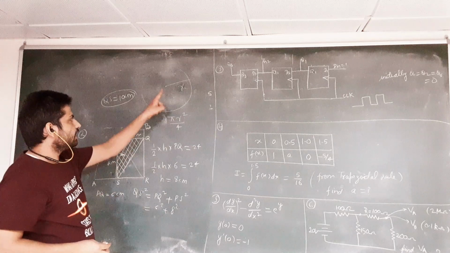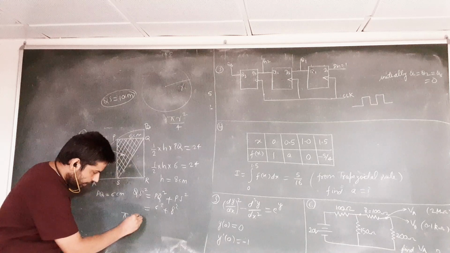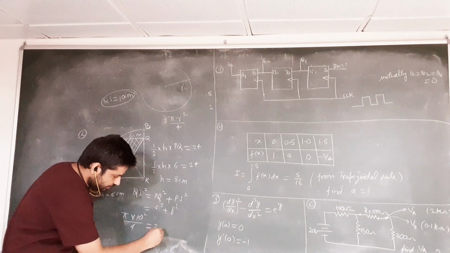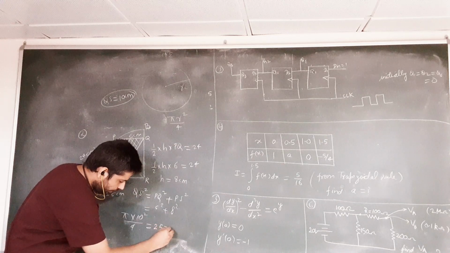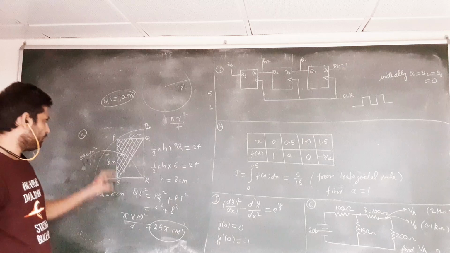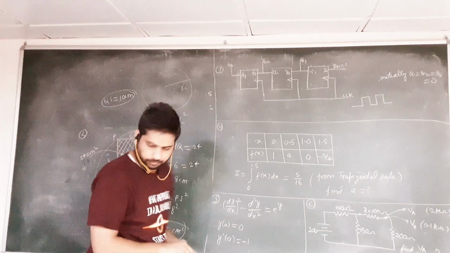But we want the area of a quadrant. So what will be the area? It will be pi times radius square by 4. Then if you simplify this, this will be 25 pi centimeter square. This will be the answer of this second question. Let's discuss this third question.